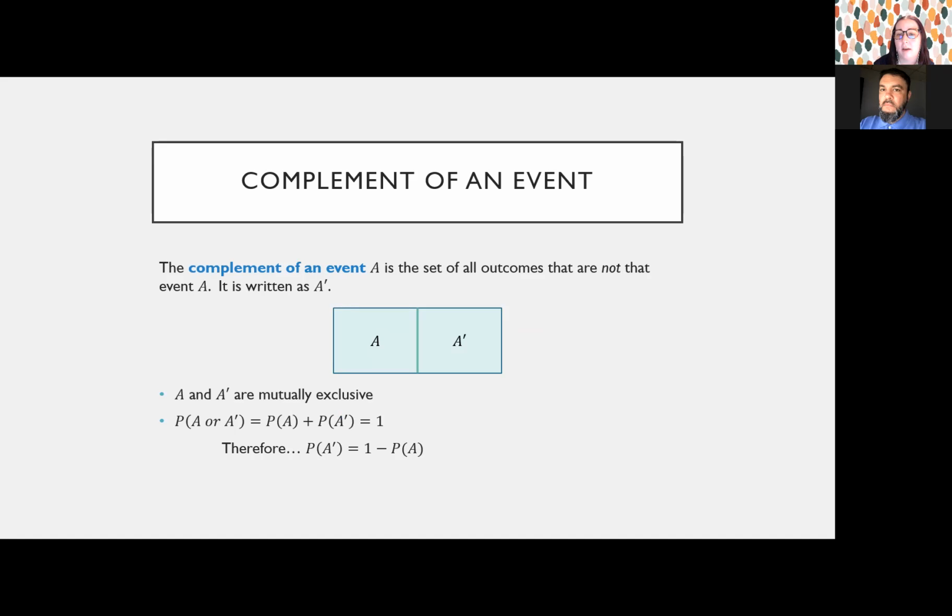And because of that, you can add their probabilities. And when you add them up, you get 1 because it's either happening or it's not happening. So the total probability is 1 because that's 100%. And so if you want to know the probability of the complement, you do 1 minus the probability of the actual event. So we're going to be doing 1 minus a lot in figuring out the complement of an event here.